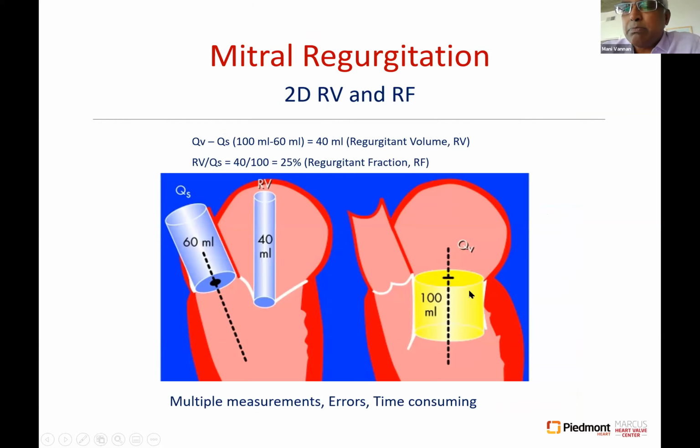And clearly, this method also does not work or apply when there is significant aortic regurgitation. The problem with using 2D echocardiography is that it is time consuming. There are multiple measurements involved, and small errors can lead to very big differences. And in essence, in daily clinical practice, this number becomes extremely unreliable for routine use.